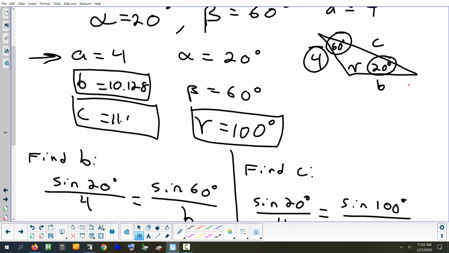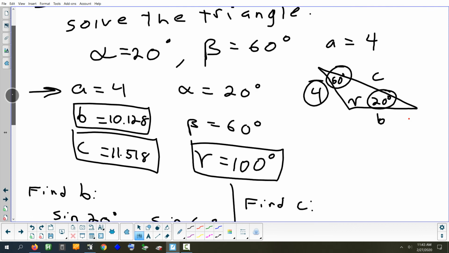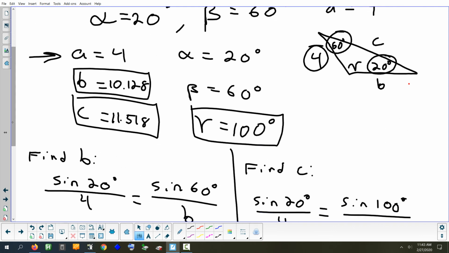Okay, quick thing you can check is the biggest side should go across from the biggest angle. Smallest side should be with the smallest angle. If that doesn't happen, then you did something wrong. Okay. Any questions on that type?